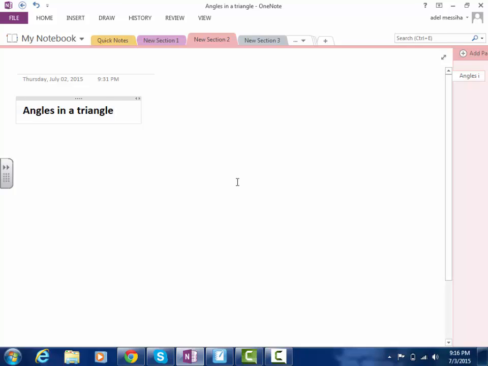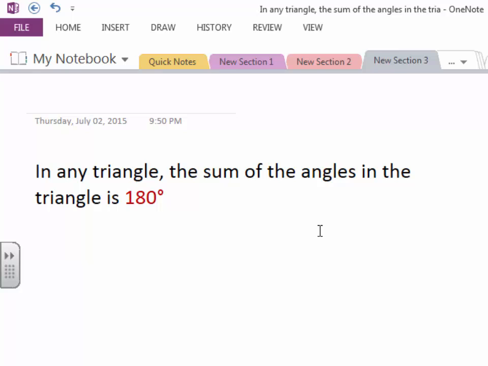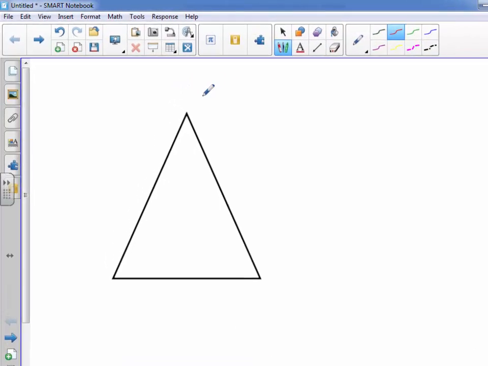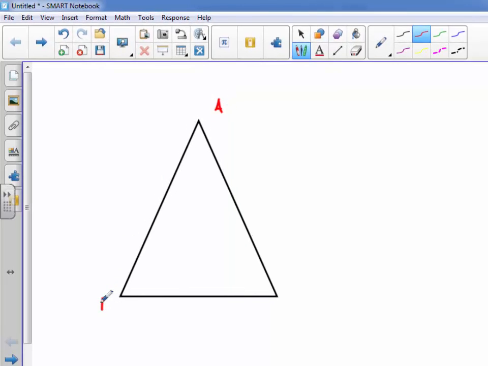Unit 7, Lesson 2. Today we're going to talk about angles in a triangle. As you know, in any triangle, the sum of the angles in the triangle is 180 degrees. So let's say we have a triangle. We're going to name it ABC. So A, B, and C.